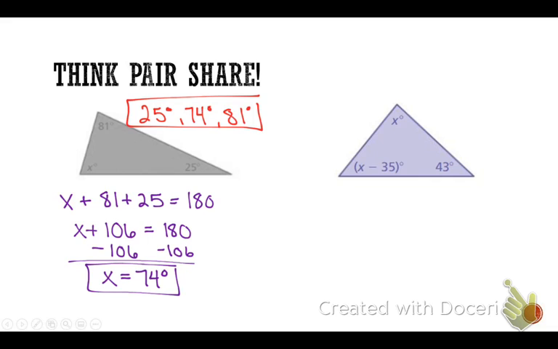It's a different story for the second one. On the second one, we have x plus x minus 35 plus 43 equals 180. Again, this x minus 35 could be in parentheses or not. That doesn't change how we're going to combine our like terms. What's x plus x? 2x. What's negative 35 plus 43? 8. Now, if you had it the other way around, it's no big deal. It's still going to be 8.